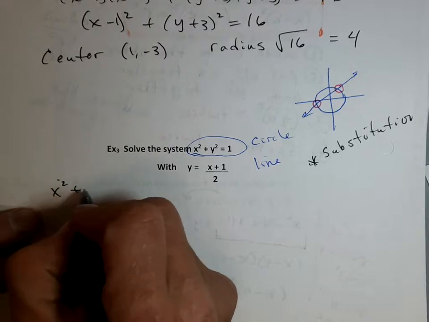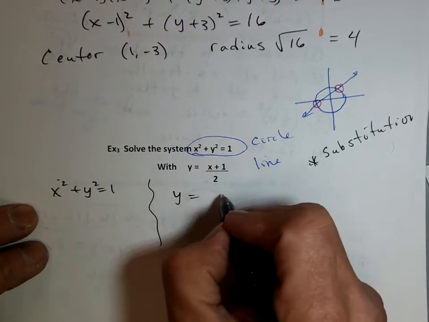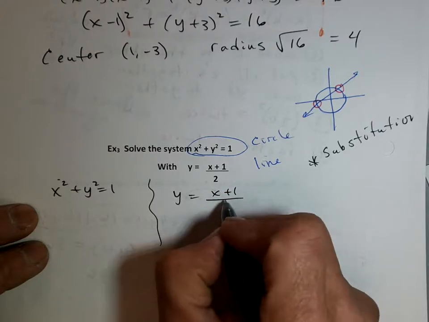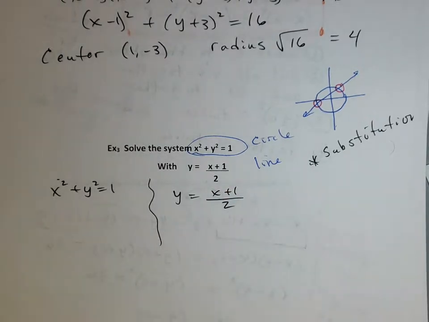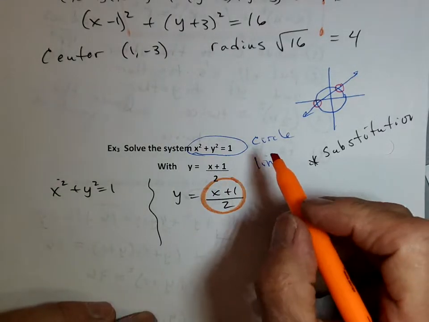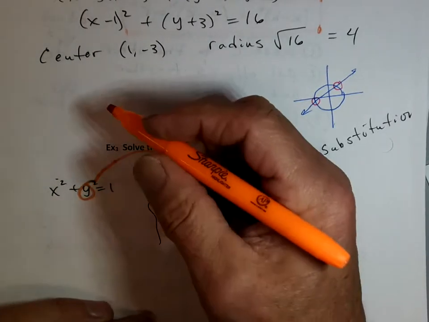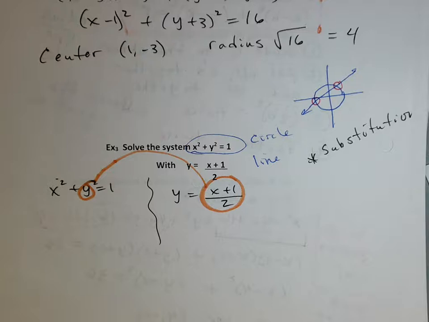x squared plus y squared equals 1, and my y equals my x plus 1 over 2. So I'm going to make a substitution. I'm going to take x plus 1 over 2 and plug it in for y, because it says y equals. So instead of writing y, let's replace it with what y is equal to.